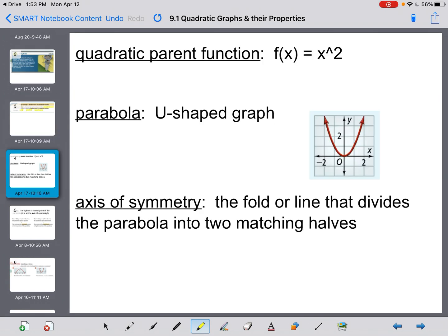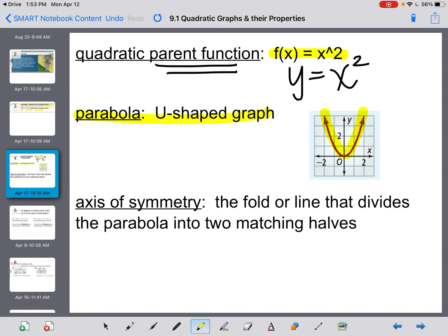The parent function, if you remember what parent functions are, is just y is equal to x to the second power. So that's like the ax to the second power. Now you could have plus bx plus c, but if those are all 0, then y equals ax squared is just our parent function, or what it looks like without anything else added. It creates what we call a parabola, which is this U-shaped graph here.